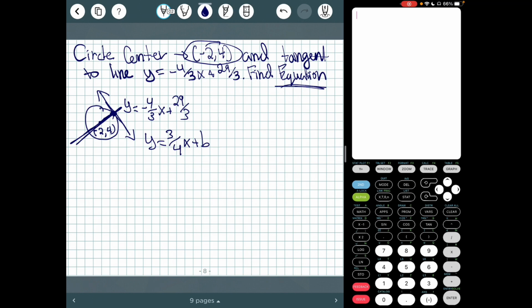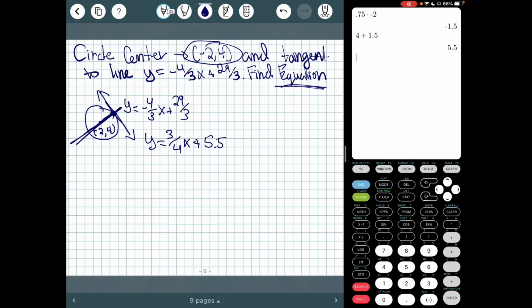So we can plug in that (-2, 4), so y, 4 equals 3 over 4 times -2 plus b. So now that 0.75, which is 3 over 4, times -2, and we get 4 equals -1.5 plus b. And 4 plus 1.5 would equal 5.5. So 5.5 equals b. So now I can just put b right there. We can erase all our work. Let's rewrite this.